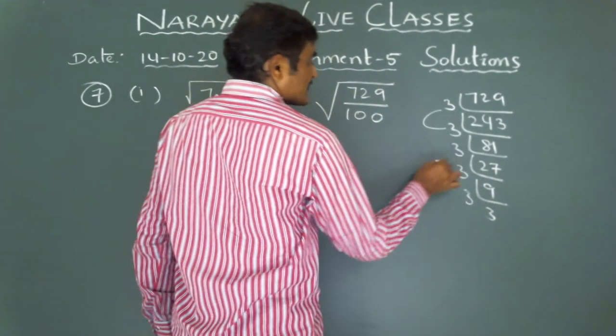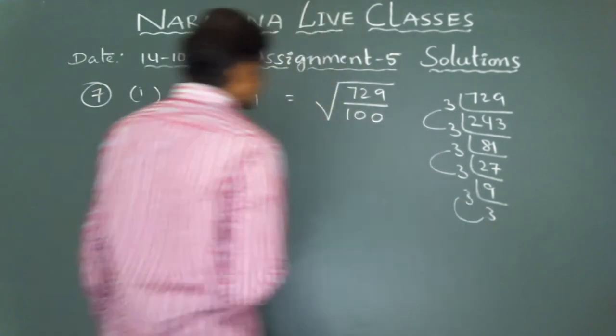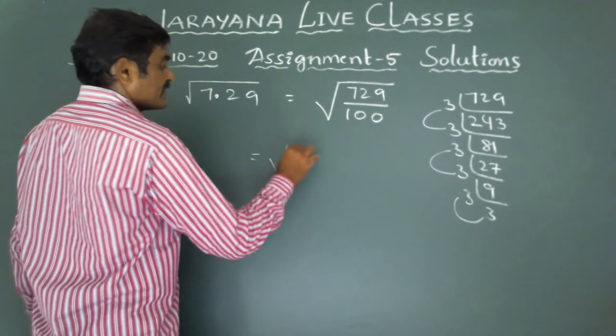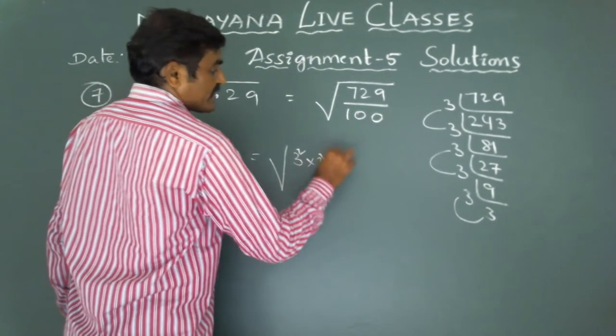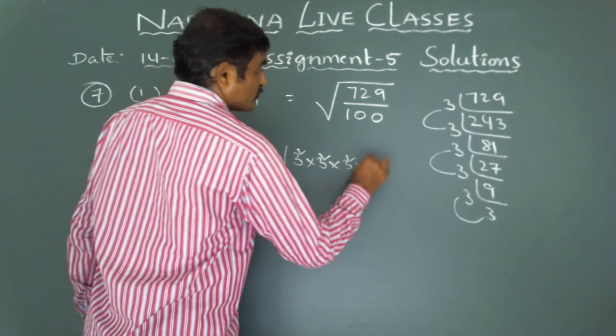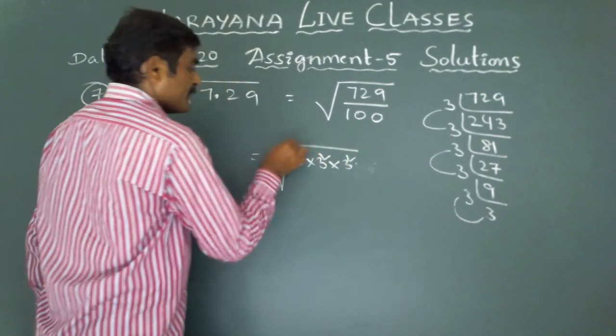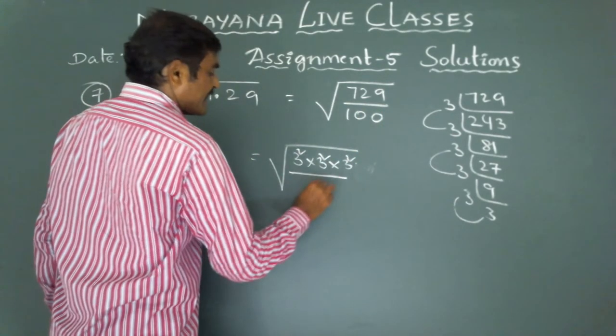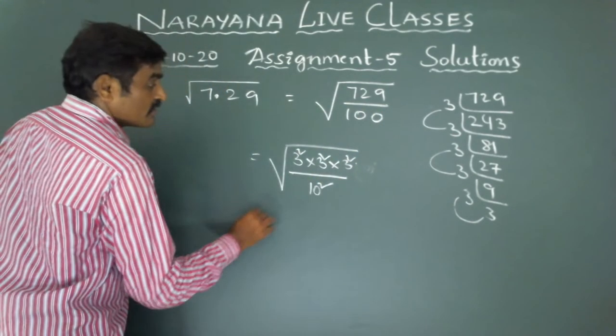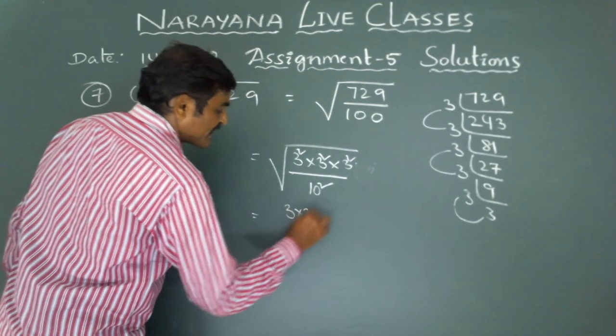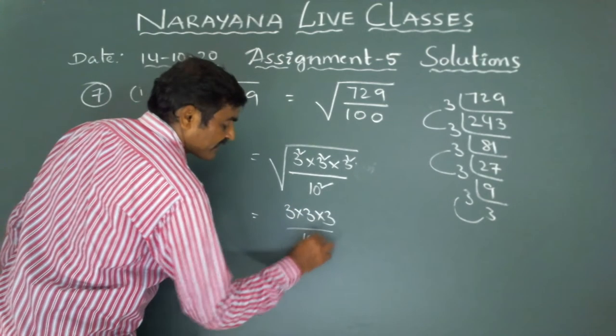So 3 square, 3 square, 3 square. I can write like this: 3 square into 3 square into 3 square. 1, 2, 3 times only repeated. Okay? You know that 100 can be written as 10 square. Very simple. So 3 into 3 into 3 by 10.